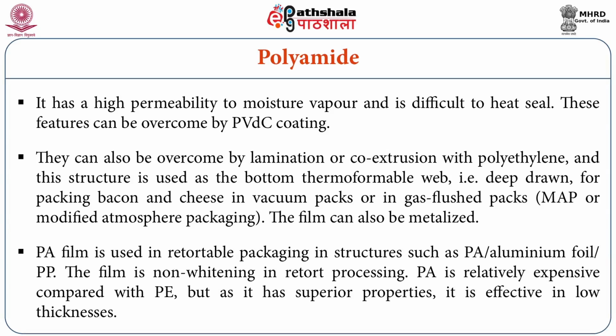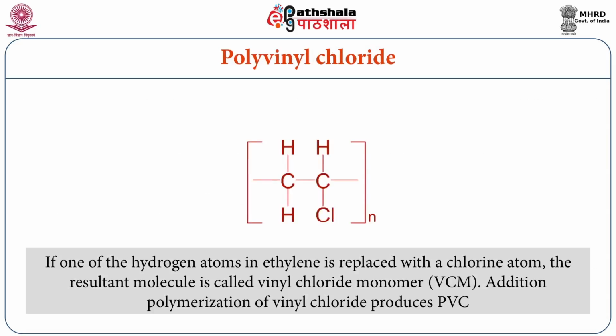Polyamide film is used in retortable packaging structures such as polyamide, aluminum foil and PP. This film is non-whitening in retort processing, and polyamide is relatively expensive compared to polyethylene, but as it has superior properties, it is effective at low thicknesses also. Polyvinyl chloride or PVC.